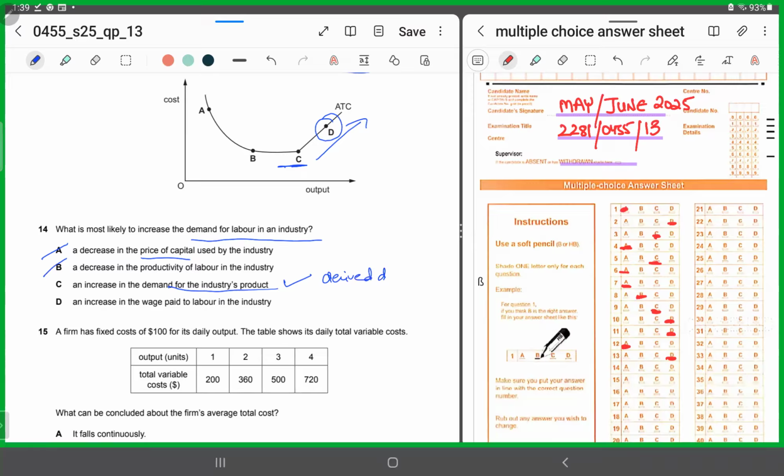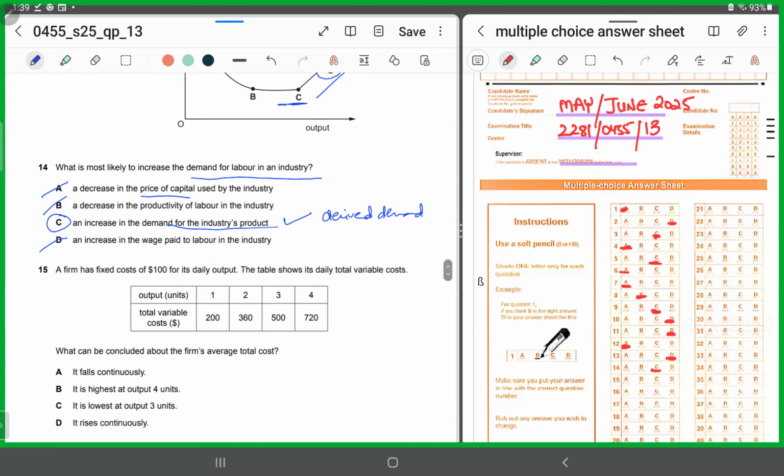The demand for goods increases, so the demand for labor increases. D says an increase in the wage paid to labor. If the labor is now being paid more, you would decrease the demand and not increase. So you chop D as well. So the correct answer is C, both by elimination and logic.